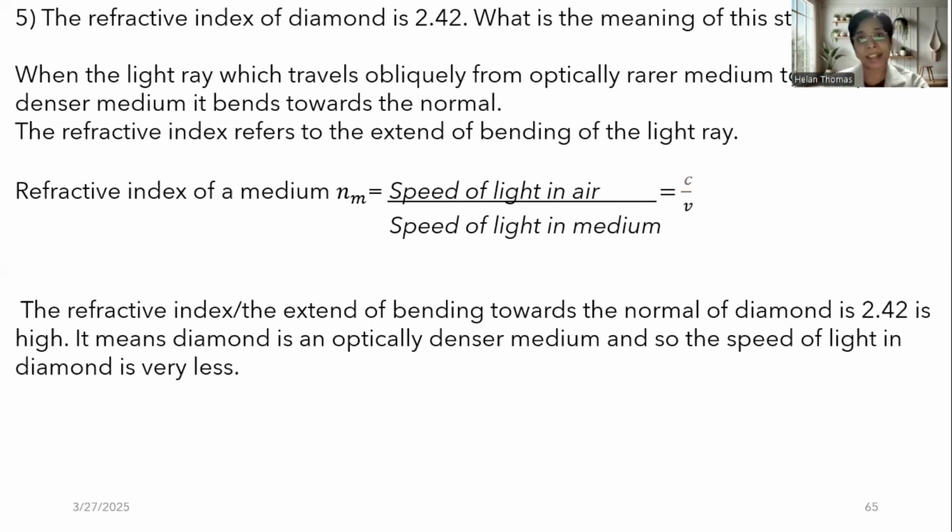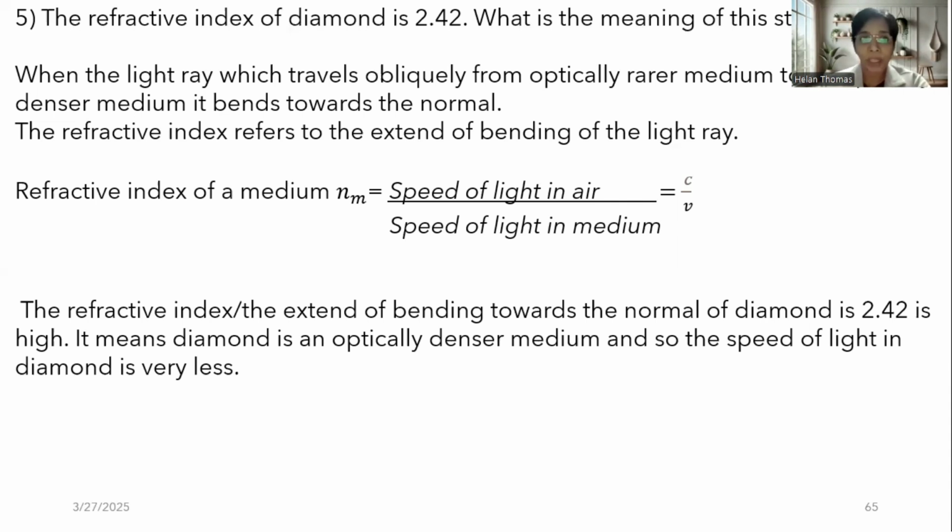First of all, when the light ray travels obliquely from one rarer medium to an optically denser medium, it bends towards the normal. The refractive index refers to the extent of bending of the light ray towards the normal, and refractive index of a medium is given by the equation. So whenever there is an equation in the related topic, mention that equation always. And if you can highlight it, do highlight it. But even if you write it legibly and clear, it is more than enough. So define the refractive index, then go for the equation of the refractive index, and then say the concluding statement.